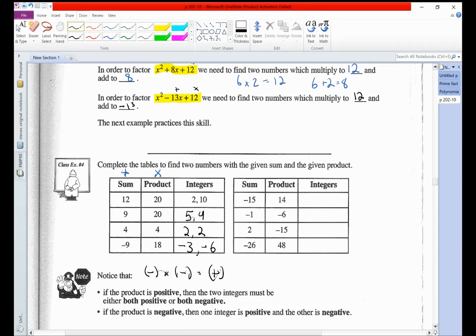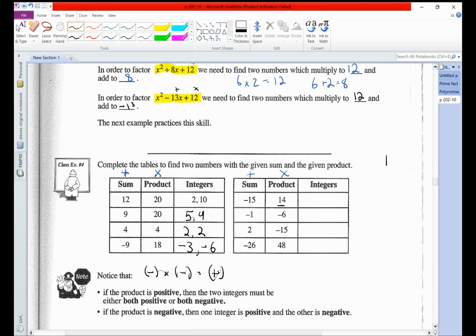So let's try that with the next table. I'm going to start showing you some strategies. If you have two numbers where you don't really see it right away, it can be a little bit tricky. So what I like to do is start with the number I'm looking for in multiplication. Here we're looking for two numbers that multiply to 14.